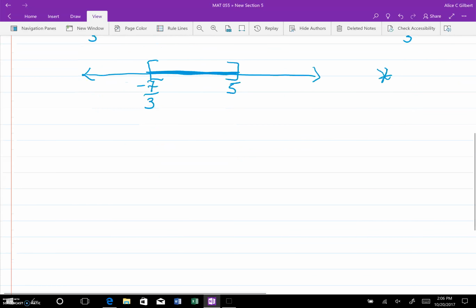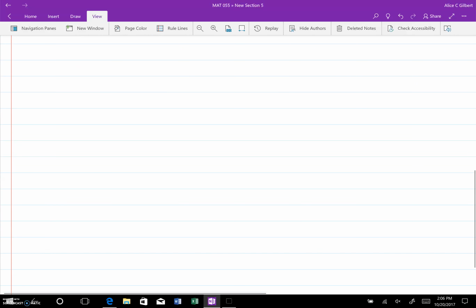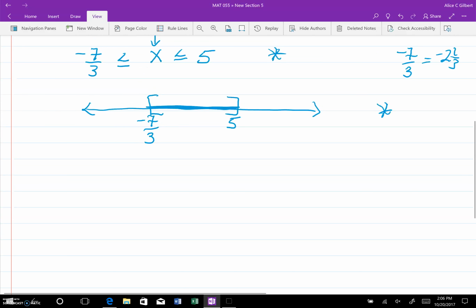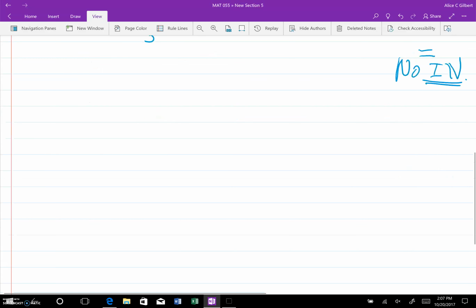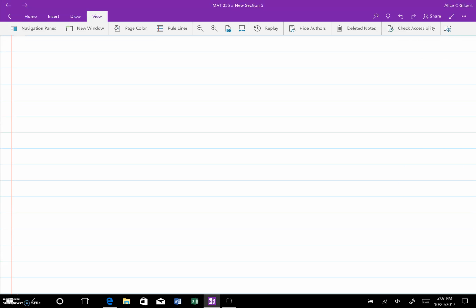Okay? Now, remember, there can be no interval notation if our original sign is just an equals. No interval notation. Can't be. Okay? All right. So, few things you have to know about this. So let's do example number 4.